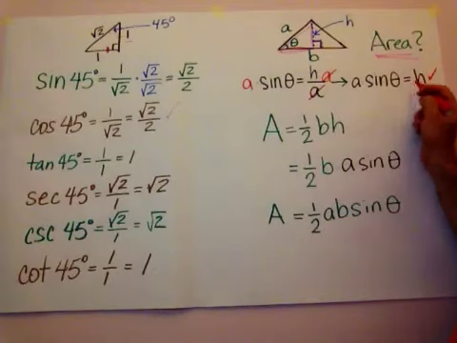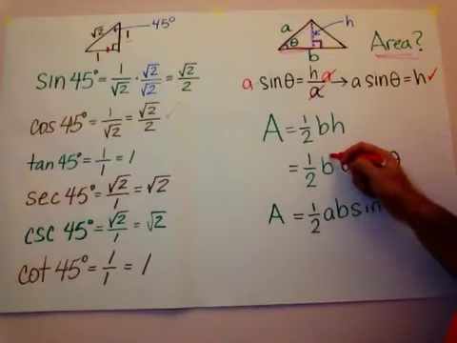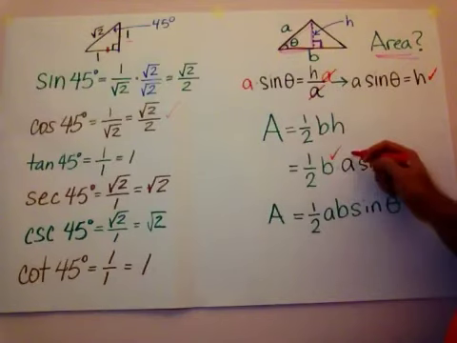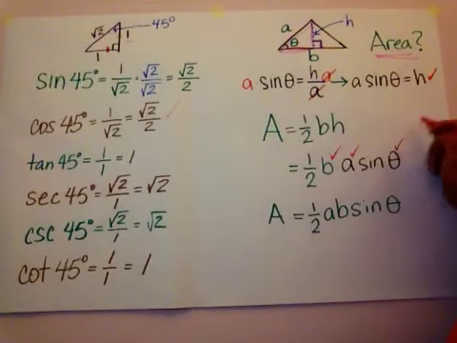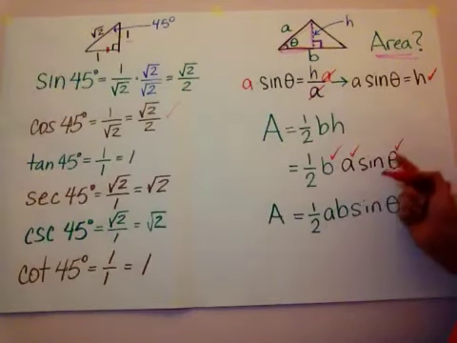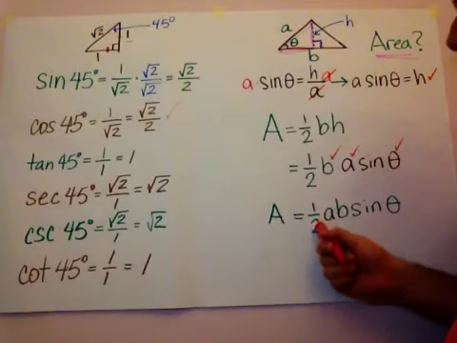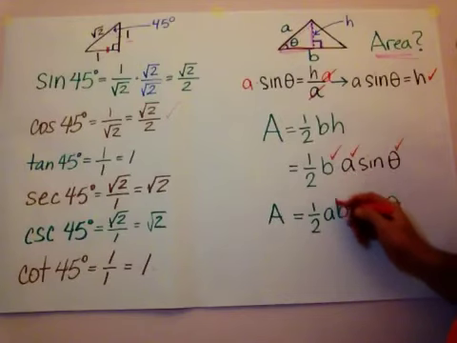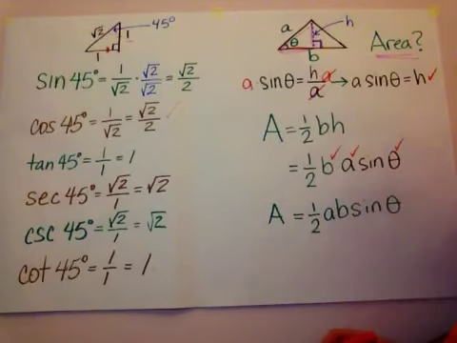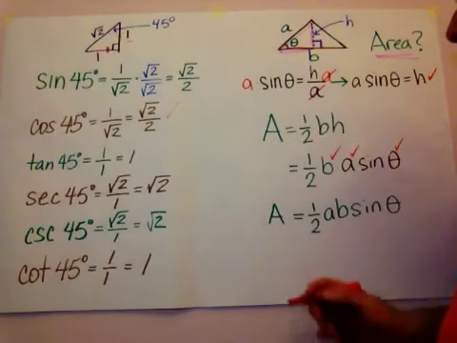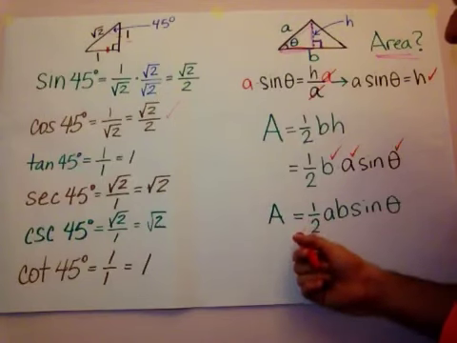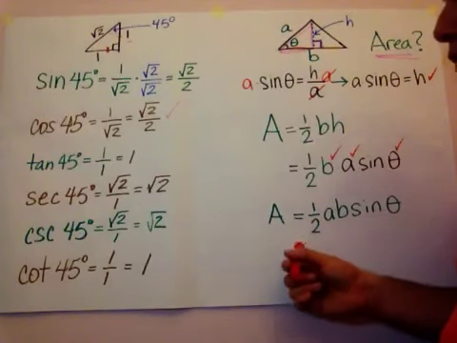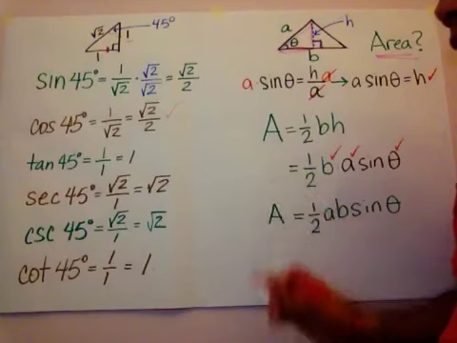1/2, the base is side B, and the height is A sine of theta, which is what we have here. Now notice that we know B, it was given, we know A, and we know the angle. The three things that were given. So the area is 1/2 A times B times sine of theta. Just switch the order here. It looks better if you put it in alphabetical order. And that's how you find the area of any triangle if you're given two sides and the angle between them.